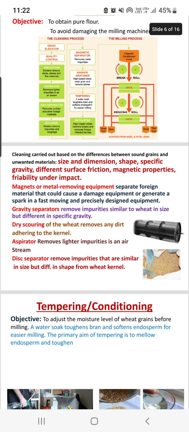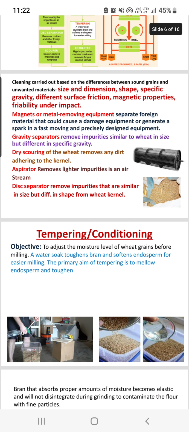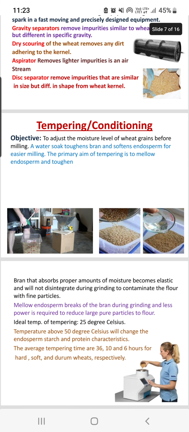The second step during wheat milling is tempering or conditioning. During tempering or conditioning, we adjust the moisture level of the wheat grains before milling. Water toughens the bran and softens the endosperm for easier milling. The primary aim of tempering is to mellow the endosperm and toughen the bran. In this process, we soak the grains in water to adjust their moisture level, and the endosperm becomes soft and mellow, so it is easier during milling to separate the endosperm part.